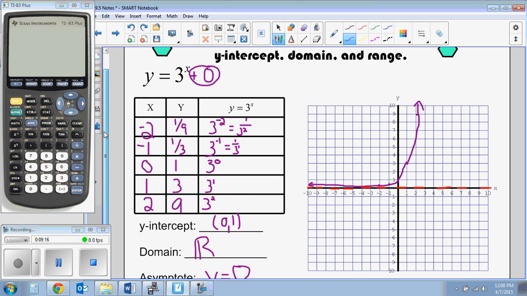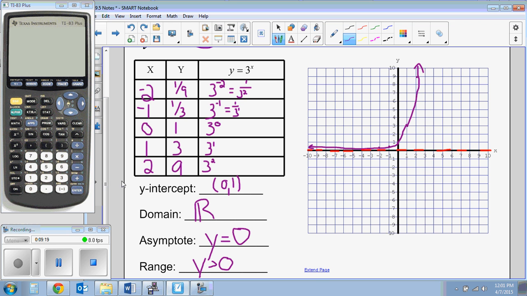Now we're done. We have our graph. We know what our y-intercept is. We know what our domain is. We know what our asymptote is. We know what our range is. Domain for any exponential function will be all real numbers. The range will depend on the asymptote.